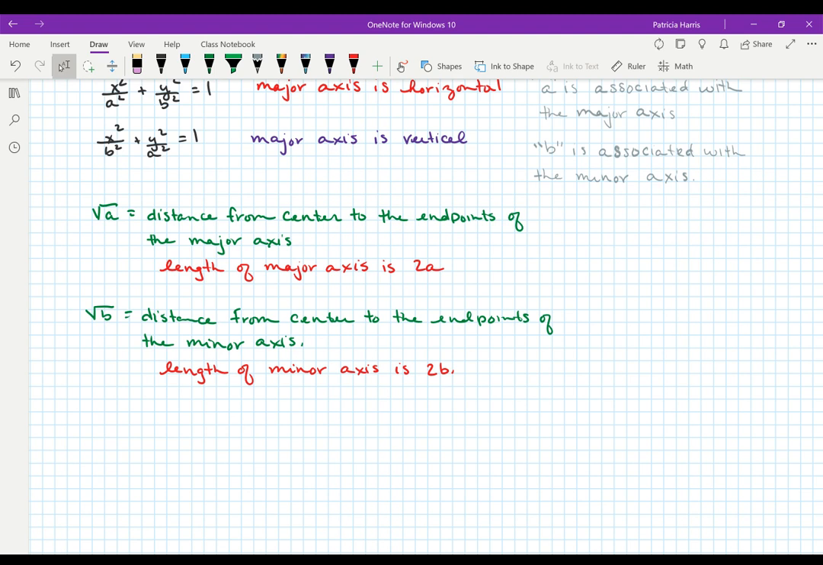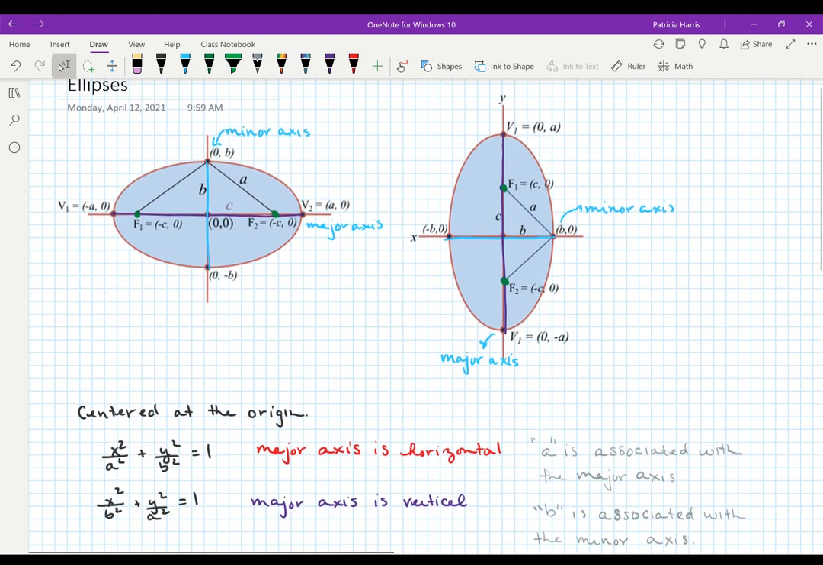Now let's talk foci. The ellipse is the set of all points where the difference of the distances from the two foci to the point is always the same. So let's go back to our picture. If I find this distance, let's call this d1, and let's call this d2. If I take the difference of these, it's always going to be the same. Difference means subtraction.